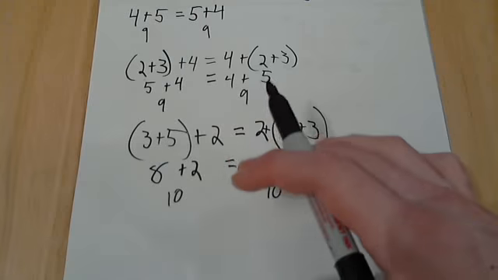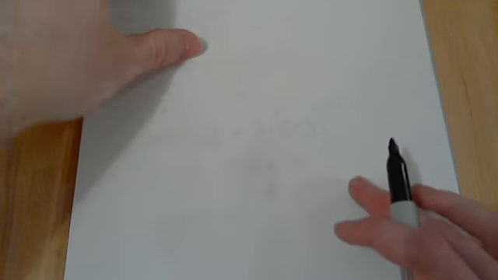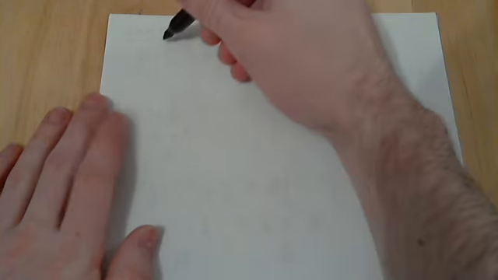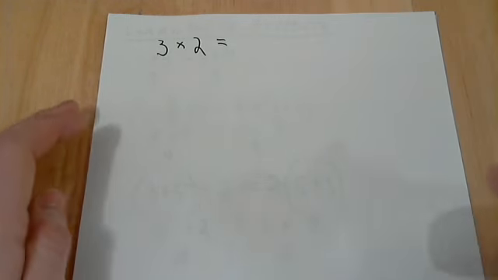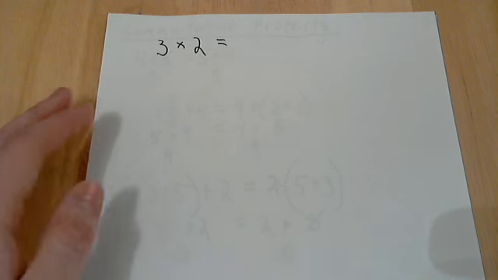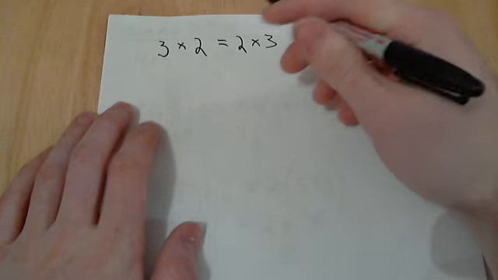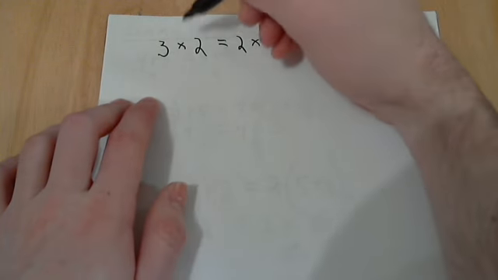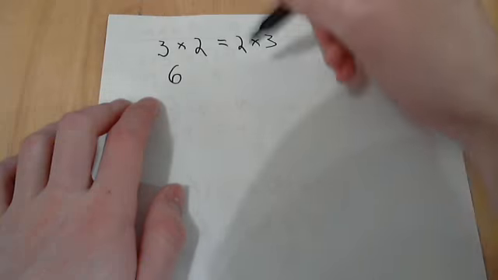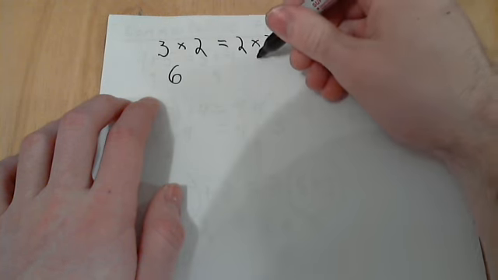So now I'm going to show you basically the same exact thing for multiplication. So the commutative property of multiplication is pretty much identical. Let's take an example of, say, 3 times 2. The commutative property of multiplication says that you can switch the order of these two numbers into 2 times 3, and it'll give you the same answer. So we know 3 times 2 equals 6, and we also know that 2 times 3 is 6.